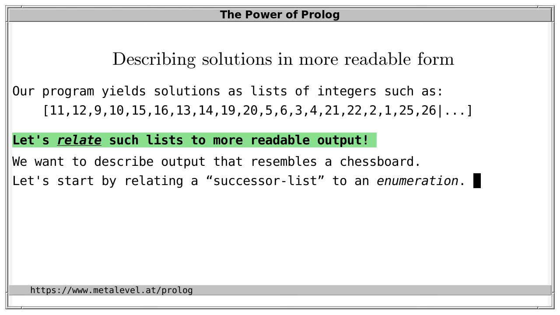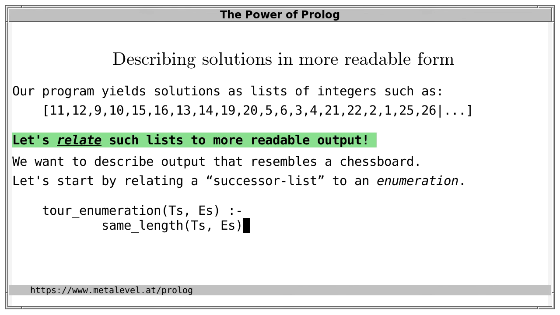And to start, let's relate such a successor list to what we could call an enumeration. Another list of integers where we can read off the order of squares more directly. A list where it's clear this is square 1, this is square 2, and so on. So that's a relation between a tour Ts and the list Es, the enumeration. What must hold for Es? Well, first of all, Ts and Es must have the same length.